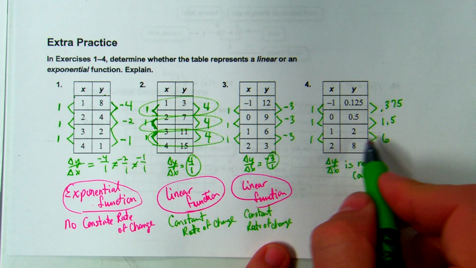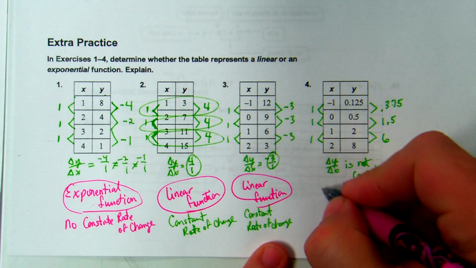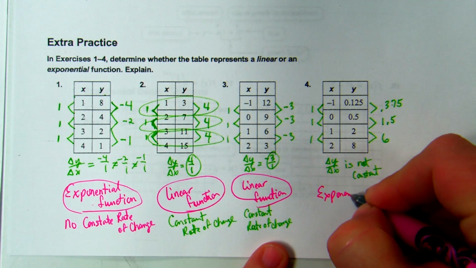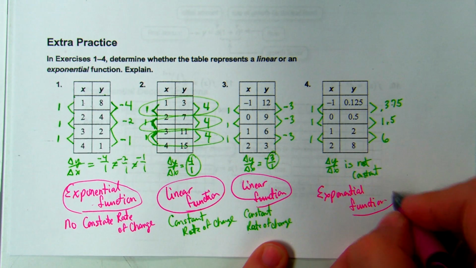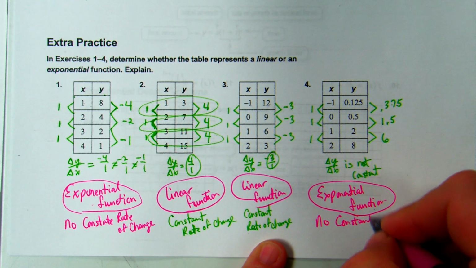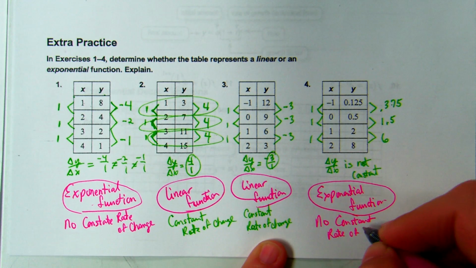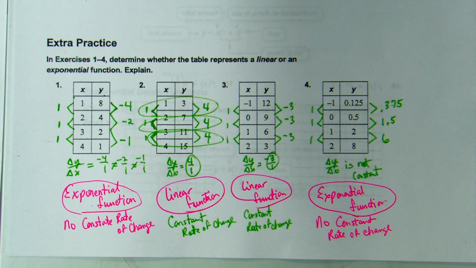We have 3 different rates of change between values in x. The y value does not change in a consistent manner. So this one is going to be an exponential function. It's an exponential function because there is no constant rate of change. Okay, let's move along.